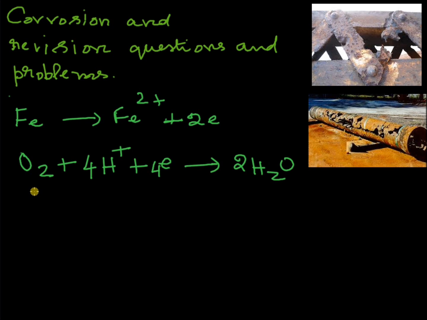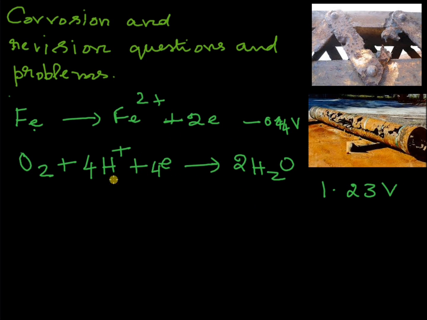Where do you get these hydrogen ions from? In the atmosphere, you have carbon dioxide in the air and moisture also. So these two react to form carbonic acid, which makes these hydrogen ions available. The iron losing electrons forms the anode, and that has an electrode potential of 0.44 volt. The second reaction is the reduction part of it, which has an electrode potential of 1.23 volt.